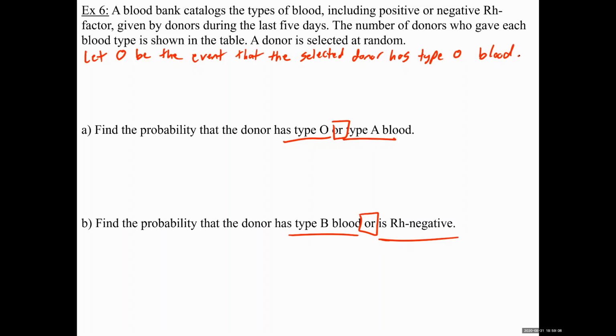Okay. And then I need something for type A. I guess we'll just use A for that. Let A, and you don't have to write it over. It's the same kind of thing, right? Let A be the event the selected donor has type A blood.